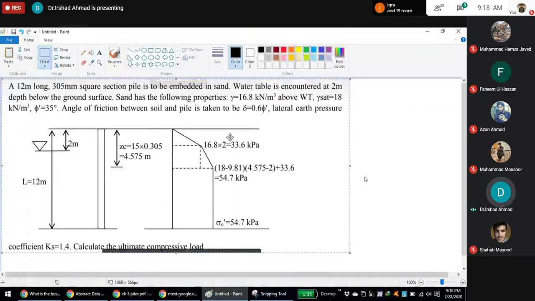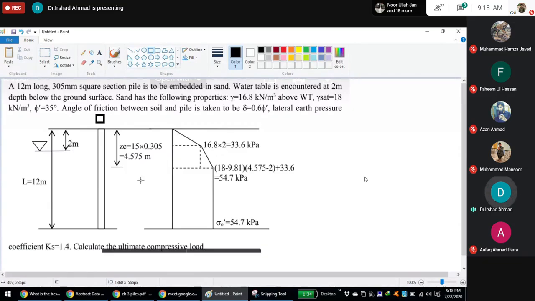This is a problem. A 12-meter long pile has a square section, 305 mm, the cross section is 305 by 305 mm. This is a cross section of the pile. The water table is at 2 meters.